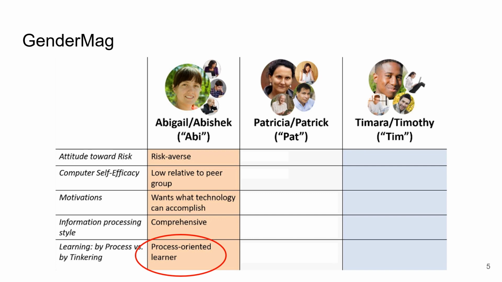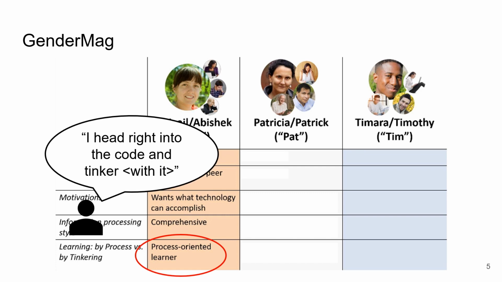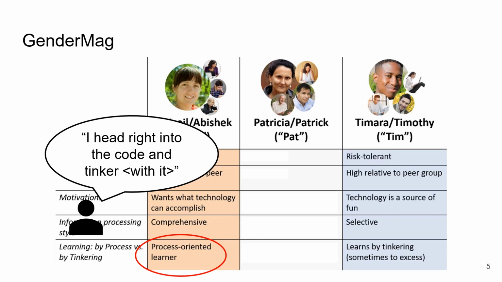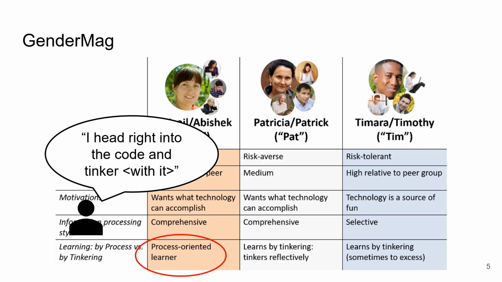Now remember that inclusive design buffet? Another element in that buffet was an activity where students identified their facet values. In this activity, one student responded that when coding, they didn't look for a process. Instead, they said, "I head right into the code and tinker with it." That would make them more like Tim for this facet, because Tim learns by tinkering. So Abby and Tim sit on opposite ends of the facet spectrum, while Pat provides a third set of values that lie in the middle.